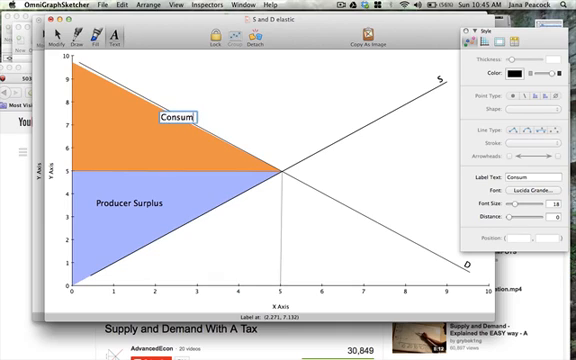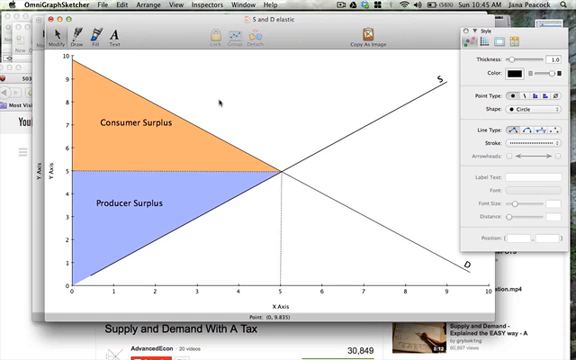These two concepts are important because they represent efficiency in the market. The larger consumer and producer surpluses are, the more efficient our market is. And if you can maximize these so that they fill up the entire area between the supply and demand curves, you have a perfectly efficient market. But when we add tax to the mix, we're going to see some problems.